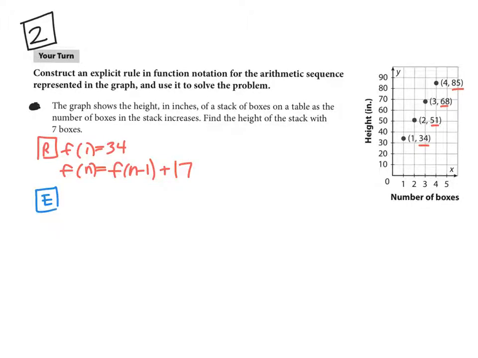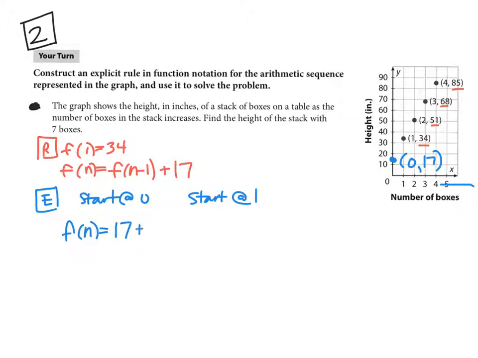All right, let's do the explicit, because that's what we want to be able to solve this problem. So there's 2 explicit options, one that's going to start at 0 and one that's going to start at 1. So if we're going to start at 0, f of n equals, if I go backwards to 0 and I subtract 17, that's going to give me 17. So that's going to say I'm starting at 17 and I am adding 17 each time. If I want to start at 1, I'm going to say f of n equals starting at 34, and I'm going to add 17 n minus 1 times, because 34 is the first term.